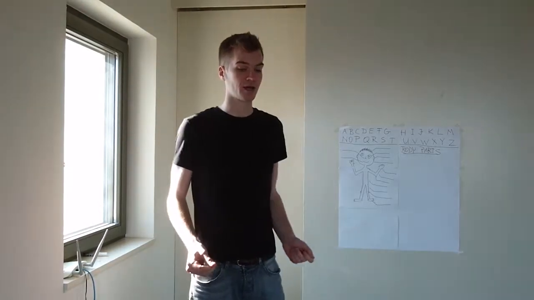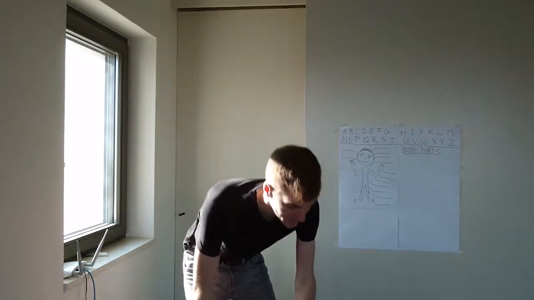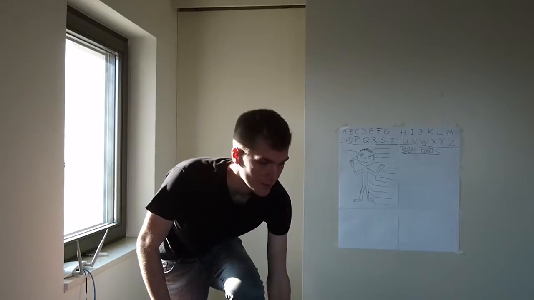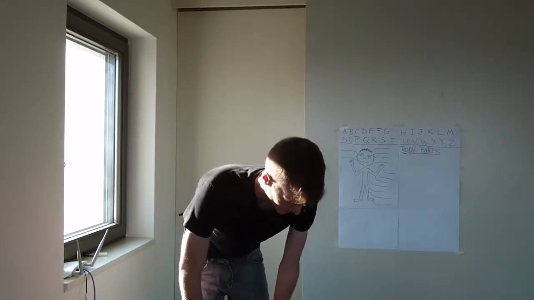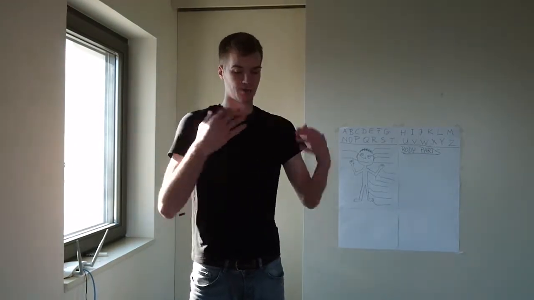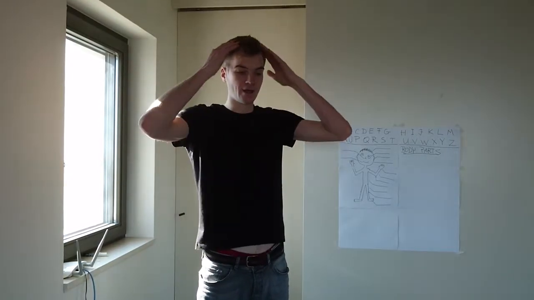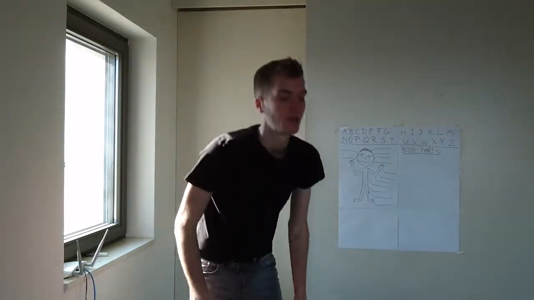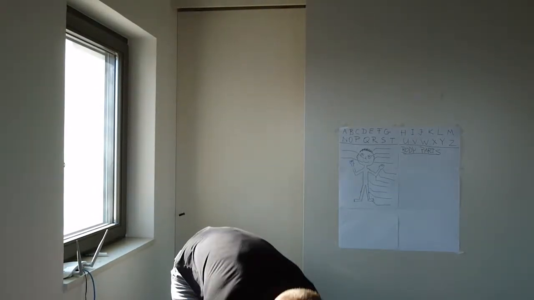So the song goes like head and shoulders, knees and toes, knees and toes. The toes are on your foot. These are your toes. The knees are on your legs. These are your knees. And the shoulders are right here. These are your shoulders. So for this song, you will have to go head and shoulders, knees and toes, knees and toes.